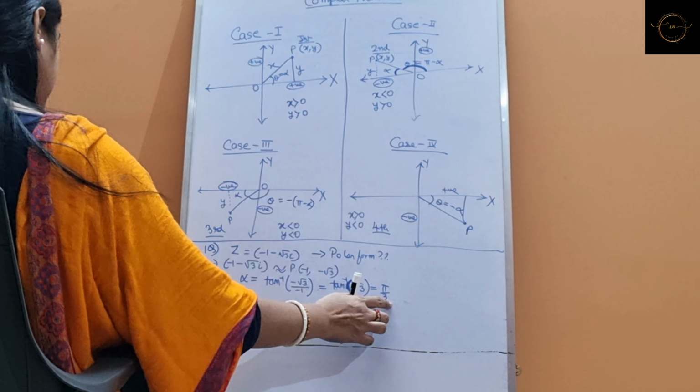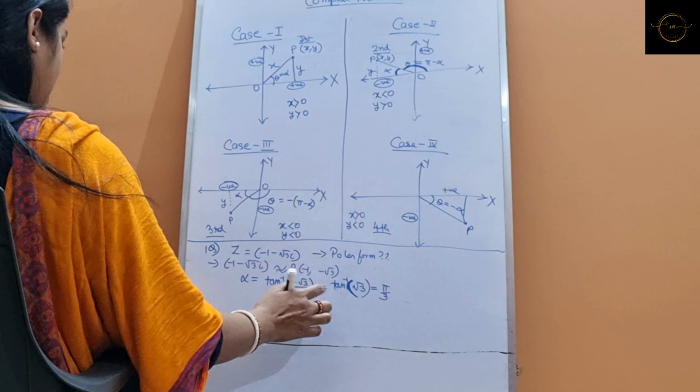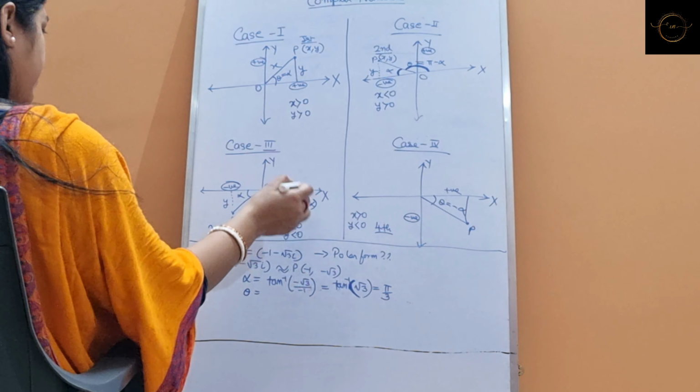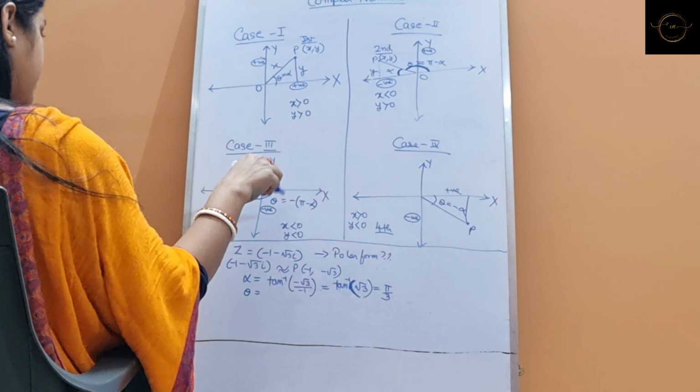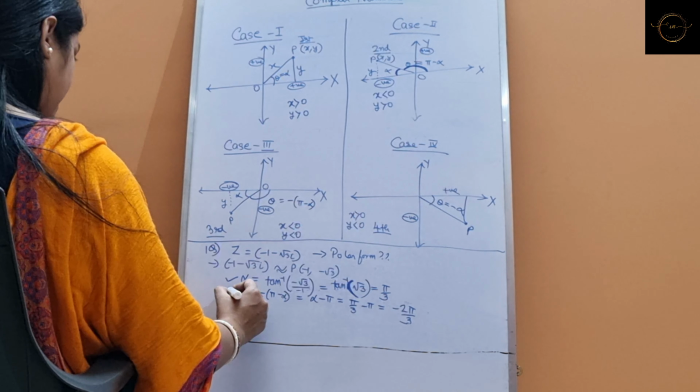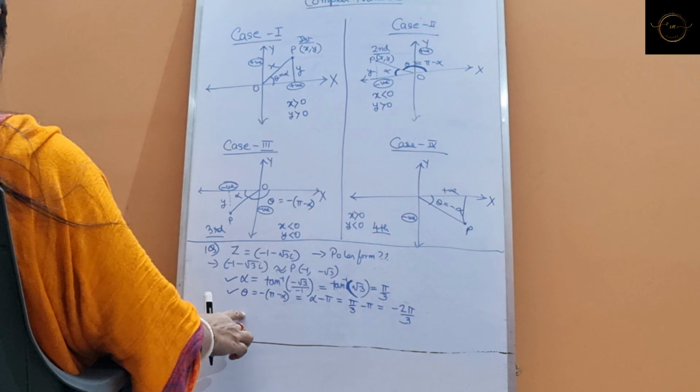Tan inverse tan 60 is pi by 3. Now what will be theta in the third case? Because it's in the third quadrant, we have to follow the third case. What will be the value of theta in this case? Theta is equal to minus of pi minus alpha. So minus of pi minus alpha means alpha minus pi. What is alpha? Pi by 3 minus pi, that is equal to minus 2 pi by 3. So we have got the value of alpha, we have got the value of theta as well.